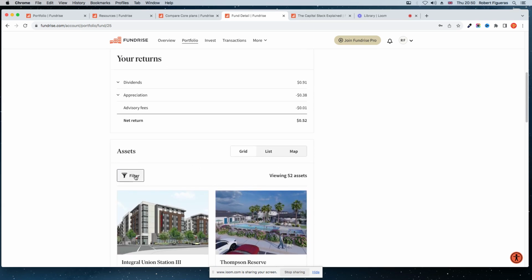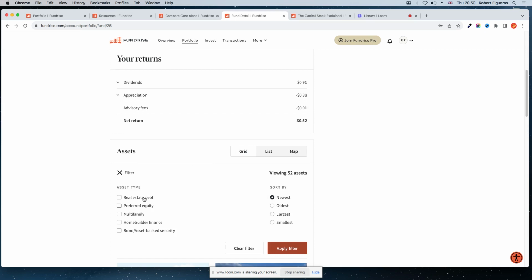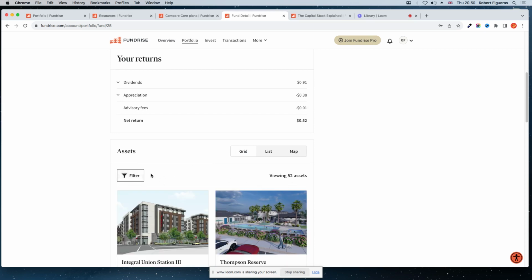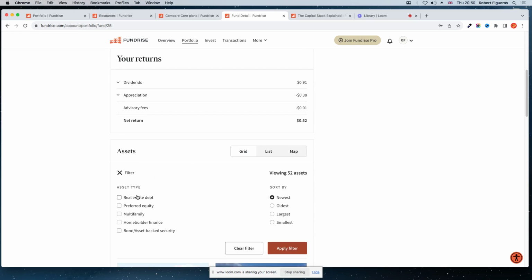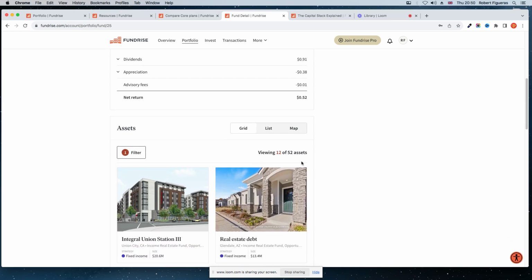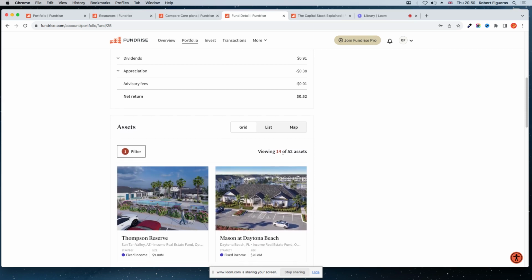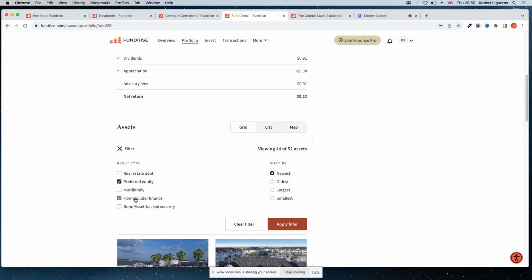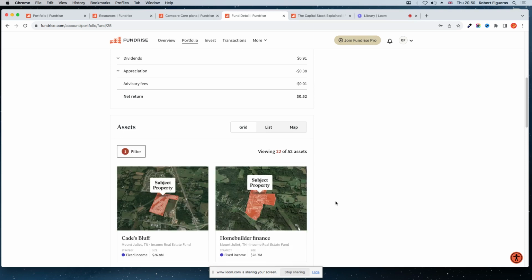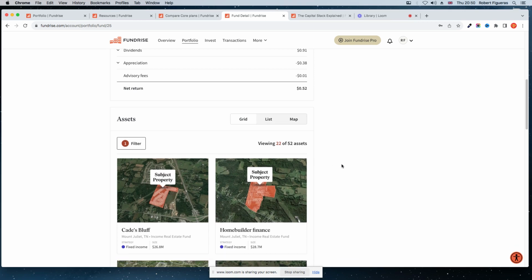So if we do the breakdown, remember this is 52 assets in total. Let's check the real estate debt. This is 12 assets. Let's check preferred equity. That's 14 assets. So the majority, I've done this before, is the home builder finance, and that's 22 assets.